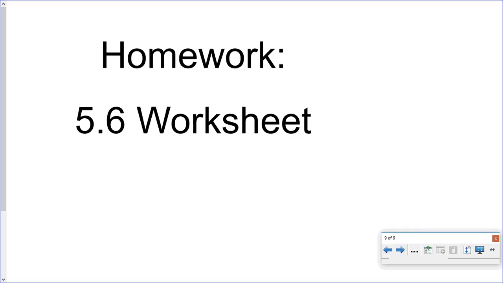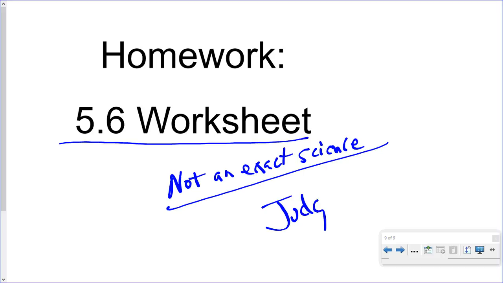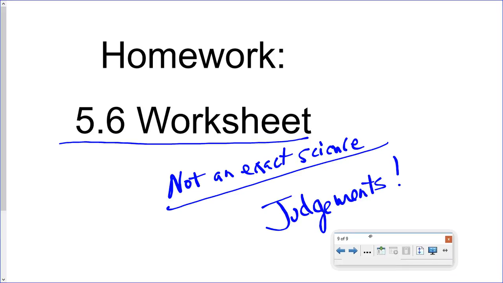For you guys, you've got that worksheet to do. I hope that this video was helpful for you. This is not an exact science, okay? You guys are making a judgment. Judgments can be difficult. So trust your work. Go and try and finish up that worksheet, and when you come in on Monday, we'll go over the questions together. Okay, thanks, guys.